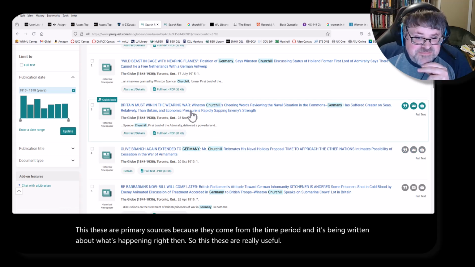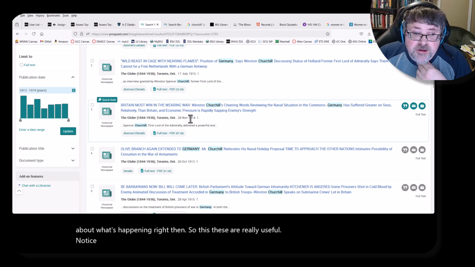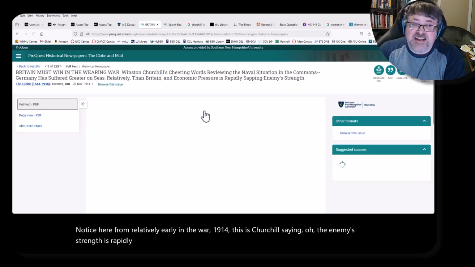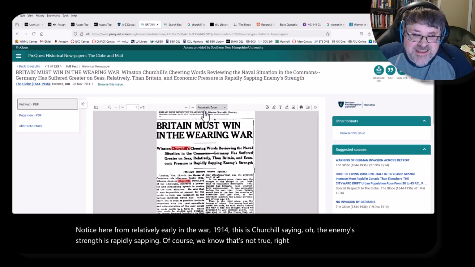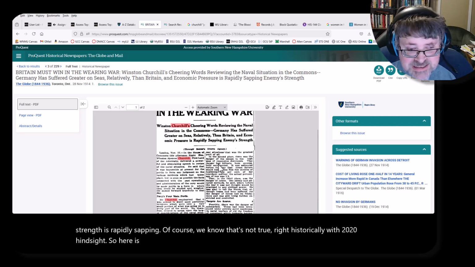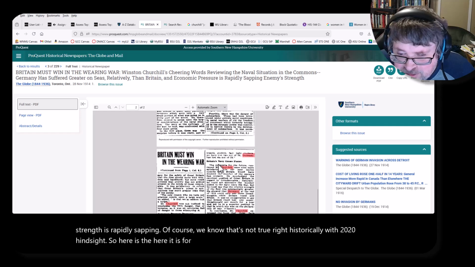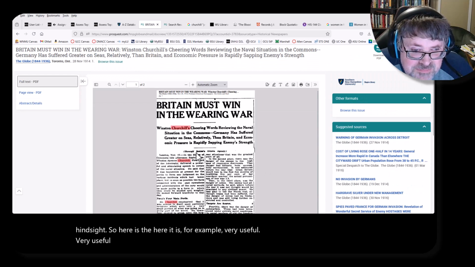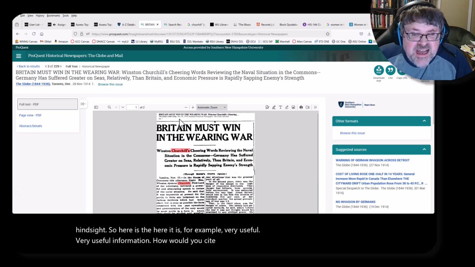Notice here from relatively early in the war, 1914. This is Churchill saying, "Oh, the enemy's strength is rapidly sapping." And of course, we know that's not true, right? Historically, with 2020 hindsight. So here it is. For example, very useful information. How would you cite this?